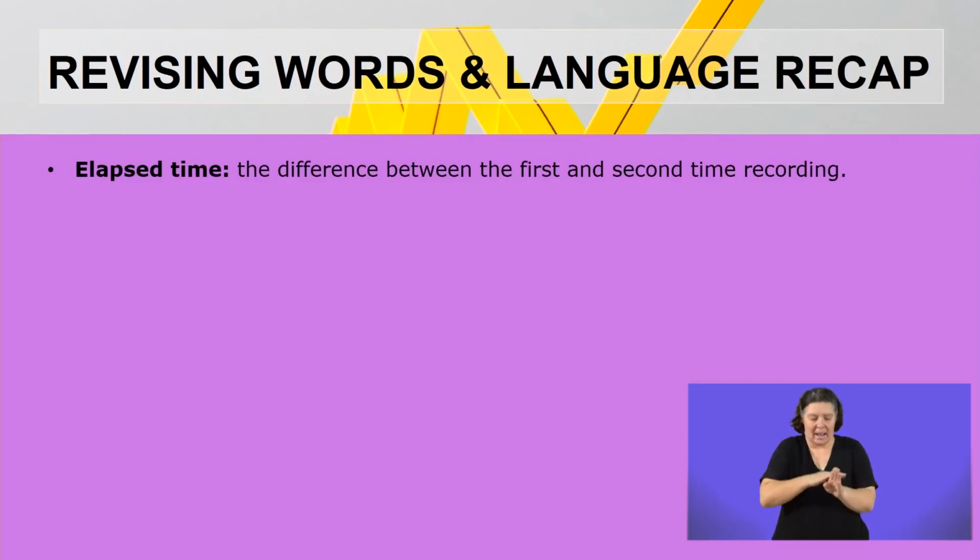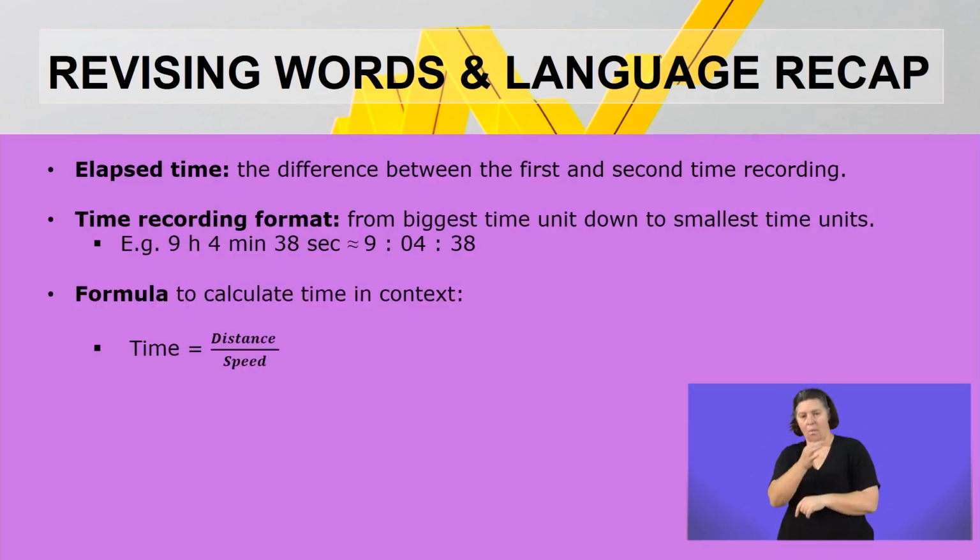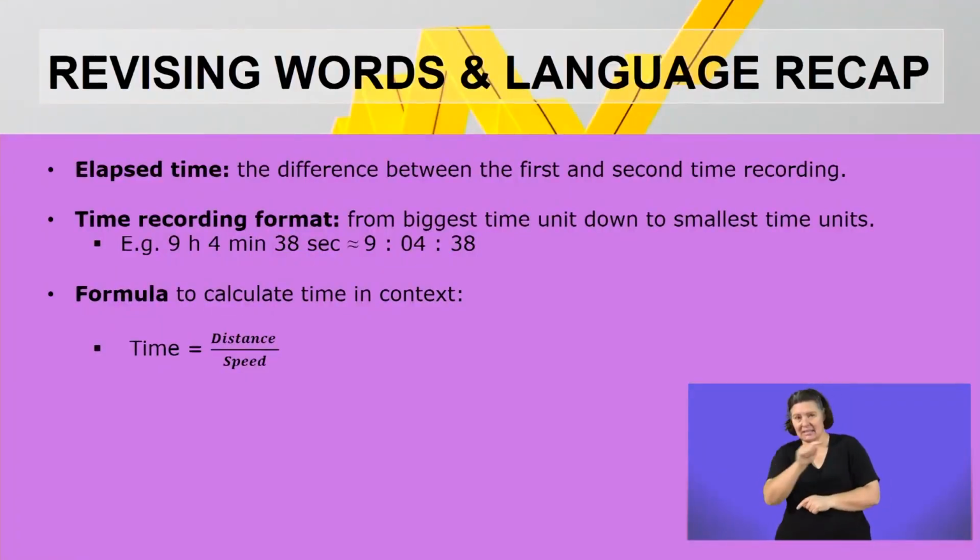Also, what else is important? We refer to elapsed time. That's the difference between the first and the second time recording. Also remember that when we record time, we start with the biggest time unit all the way down to the smallest time unit. For example, 9 hours, 4 minutes, 38 seconds. And then important, when we calculate time in context, we use the formula time equals distance divided by speed.